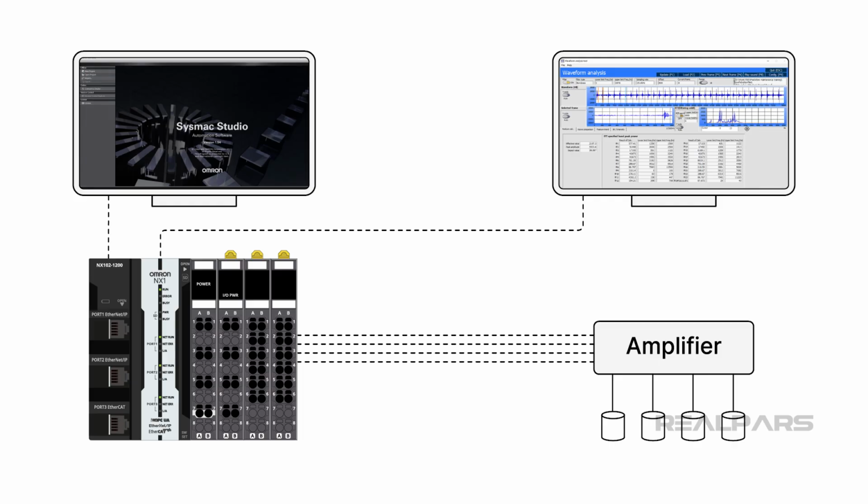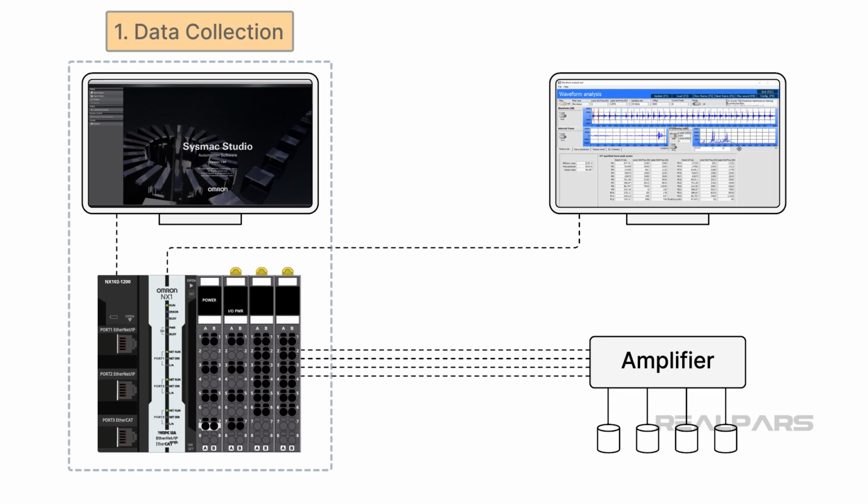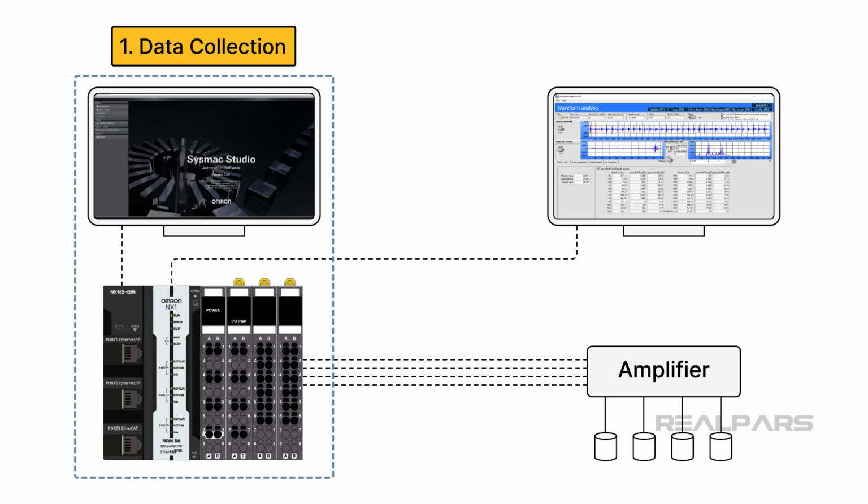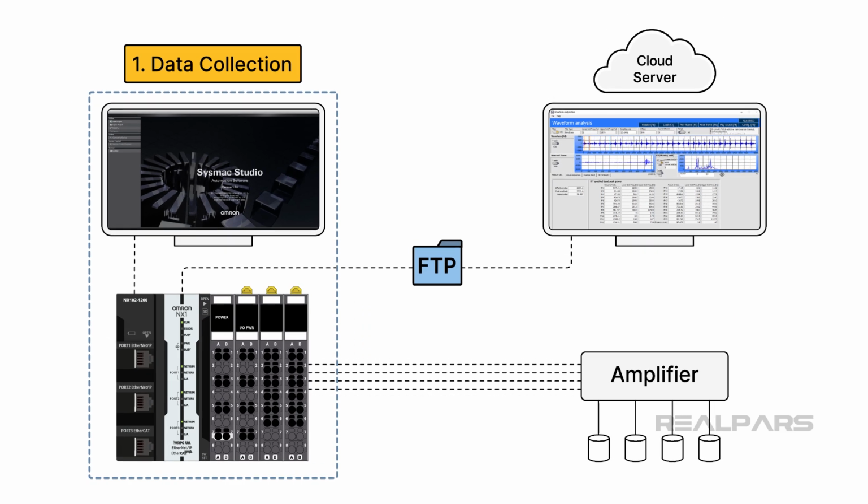Let's look at the vibration analysis process. The process has 3 steps. Step 1 is data collection, where the vibration data is measured and collected. The data is stored in a repository, such as a local or remote laptop or the cloud. Step 2 is data analysis, using the Omron waveform analysis tool on the PC.